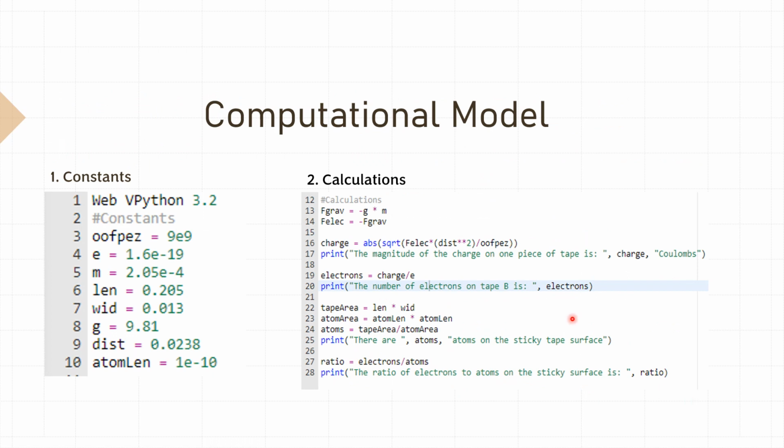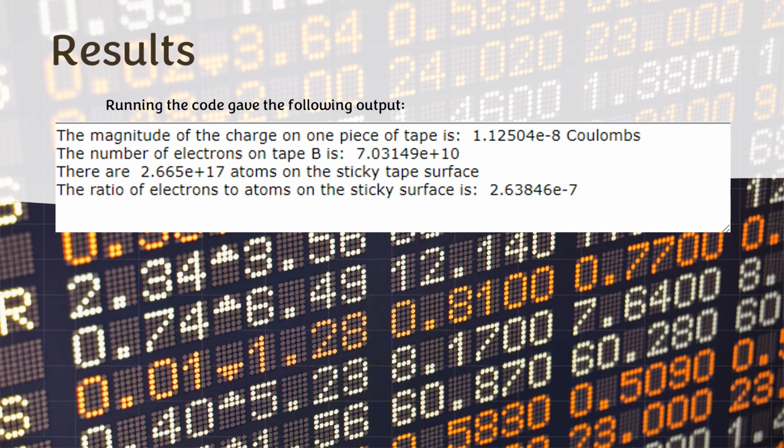Moving on to the GlowScript, on the left here I have the needed constants, and on the right I have the calculations of gravitational force, electric force, charge, the number of electrons, and the ratio of electrons to atoms. Finally, these are the results that I gathered from using this GlowScript code.